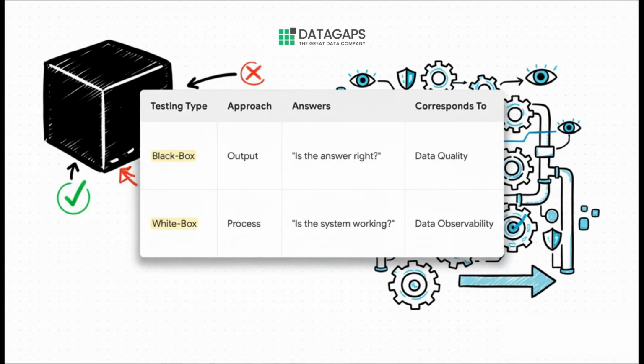So it breaks down perfectly, right? Black box testing only cares about the output. It's asking one simple question. Is the answer right? And that's your data quality check. White box testing, on the other hand, is looking at that internal process, and it's asking a totally different question. Is the system itself working the way it's supposed to? That is data observability. Two different but super critical questions.